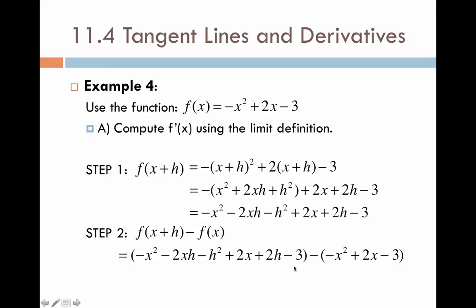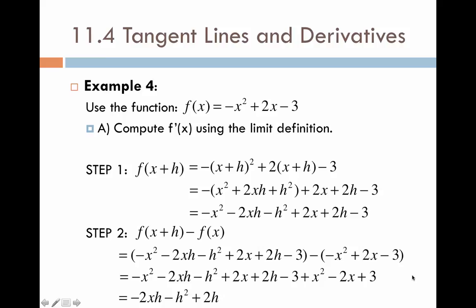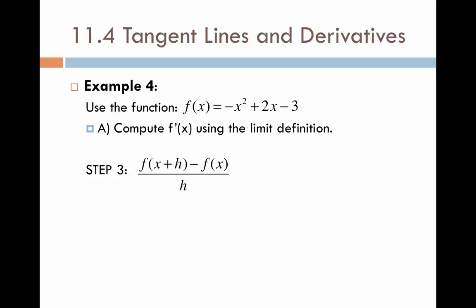So this is what I have. I have a negative here that I need to distribute through. So this is what I get. And then combining terms, it simplifies to just 3 terms. So that's nice. Now step 3, I have to divide my answer from step 2 by h.